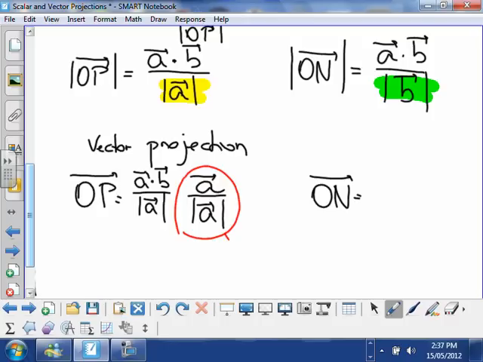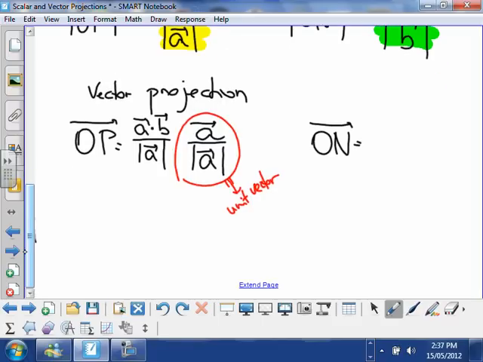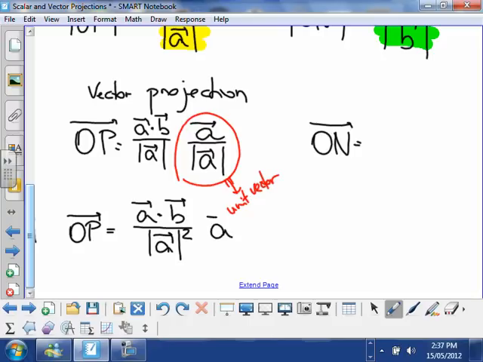So why do I do that? Because this is a unit vector, and this is extremely important for me. So I can rewrite vector OP as the dot product over the magnitude of A squared times vector A. Good. Now I'll do the same thing for ON, and that will give me something like that.